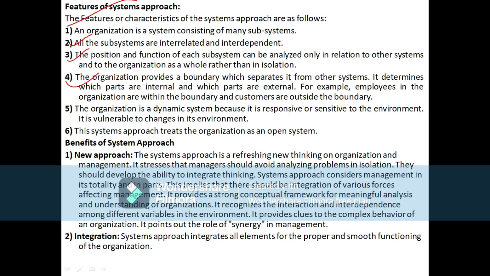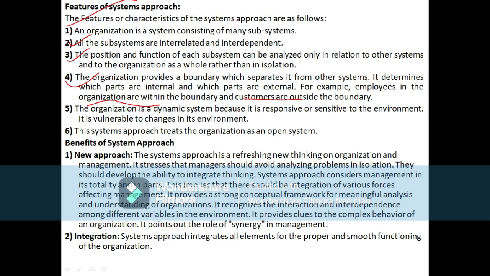For example, internal and external. Internal means, for example, the persons who are associated with the organization internally, they are considered as internal, and the persons who are associated externally with the organization, they are considered as external. They are outside the boundary of the organization. For example, employees are within the organization, so they are considered as the internal part. Likewise, customers are outside the boundary. Why? Because they are associated outside with the organization.